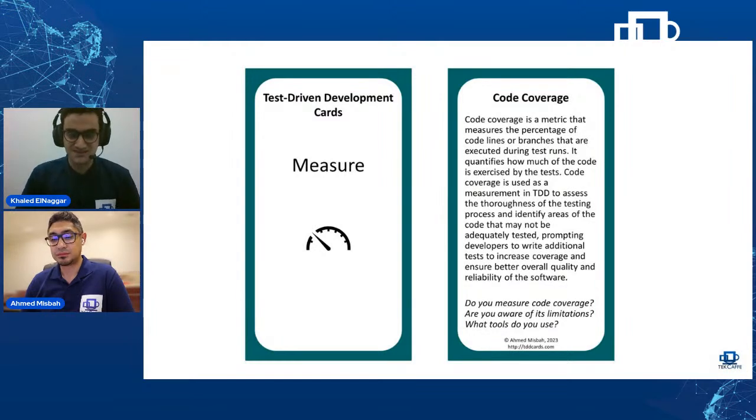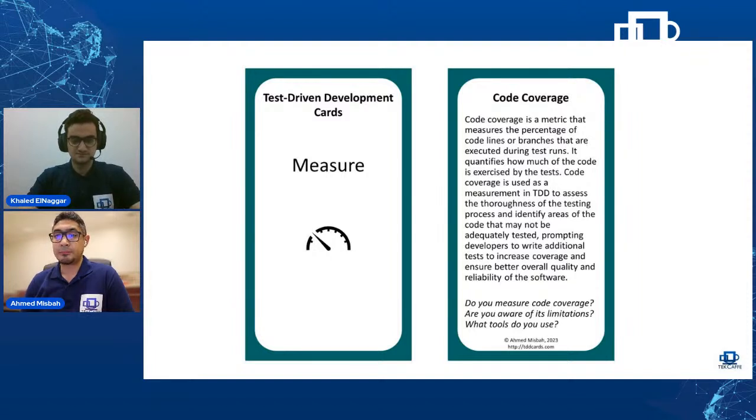Surely, Ahmed. The code coverage card from the measure category reads as follows. Code coverage is a metric that measures the percentage of code lines or branches that are executed during test runs. It quantifies how much of the code is exercised by the tests. Code coverage is used as a measurement in TDD to assess the thoroughness of the testing process and identify areas of code that may not be adequately tested, prompting developers to write additional tests to increase coverage and ensure better overall quality and reliability of the software.